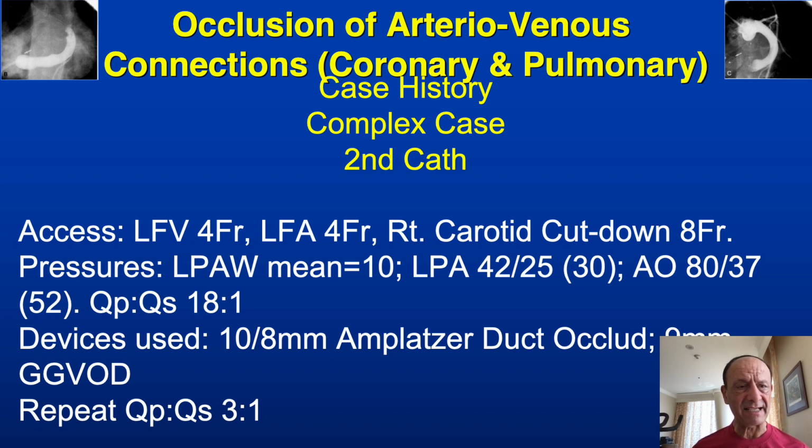We got access from the left femoral vein, 4 French, left femoral artery, 4 French, right carotid cut down, 8 French. We reassessed the pressure, still elevated but better than before, and the QpQs was definitely better but still massive, and we put additional devices, a 10-8 duct occluder, as well as an 8 mm Gianturco Grifka vascular occlusion device.